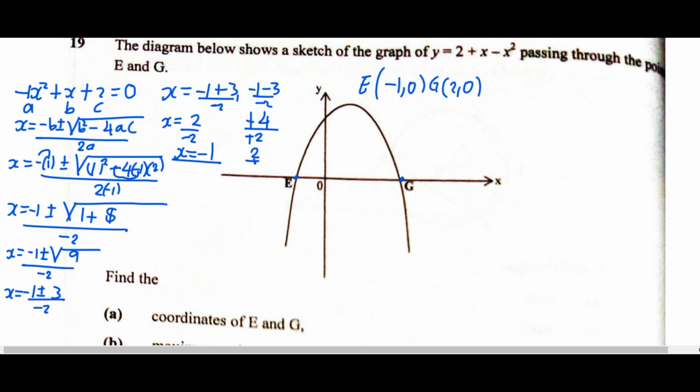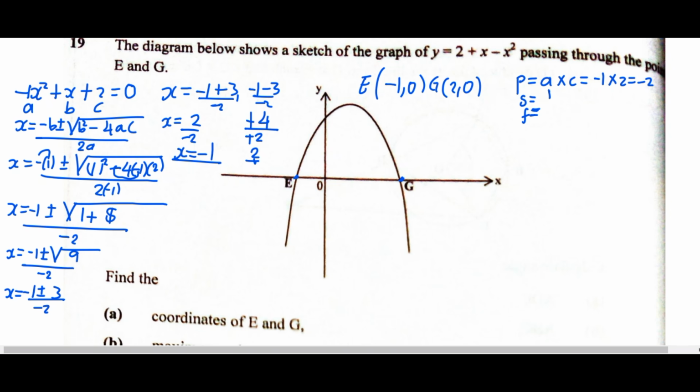Then let's also use the factorization method. If we want to use the factorization method, we know that we are supposed to find the product, sum, and factors. The product is the value of A times C. The value of A is -1, times C, which is 2, so the product is -2. Then the sum is just the coefficient of B, which is 1.